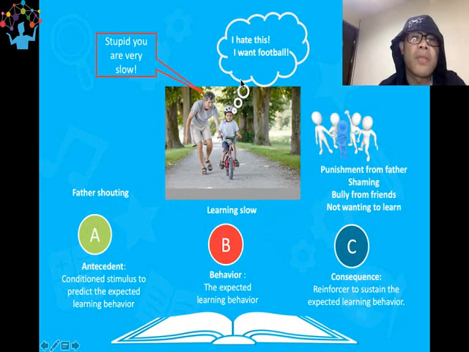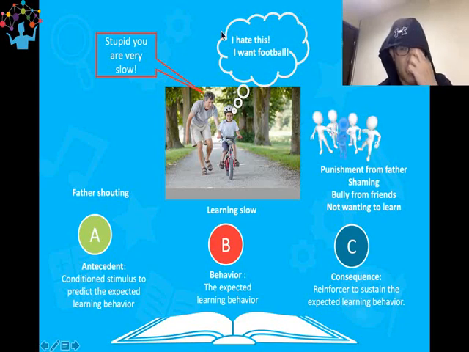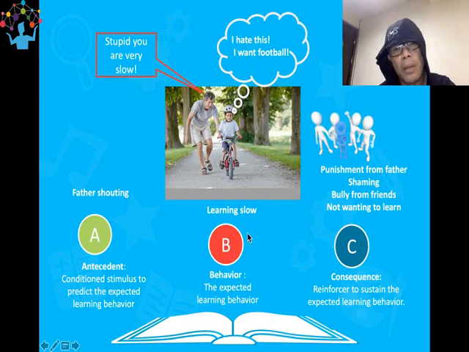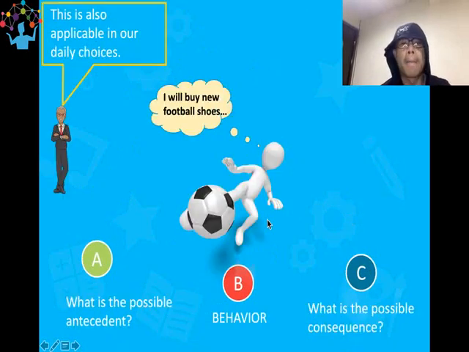On the other hand, for example, the child does not really want to learn how to bike. What he really wants is to learn to play football. This is his interest. So if the interest is football, the antecedent and consequence would not help, and would only reinforce this slow learning.